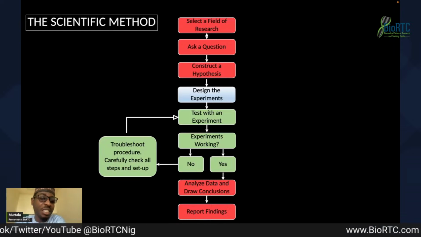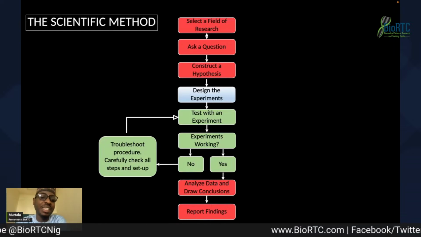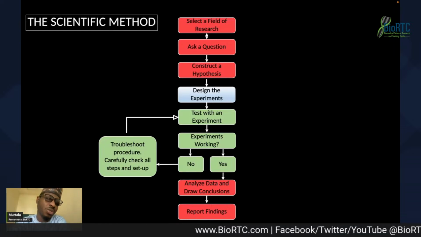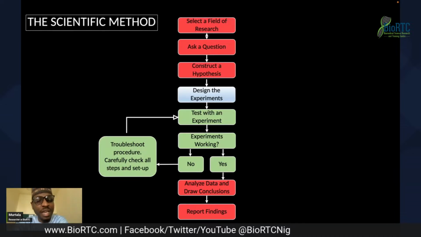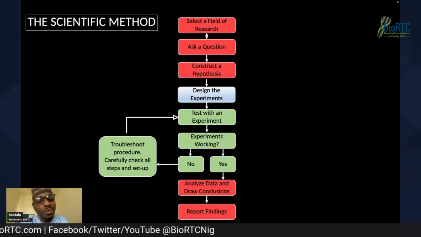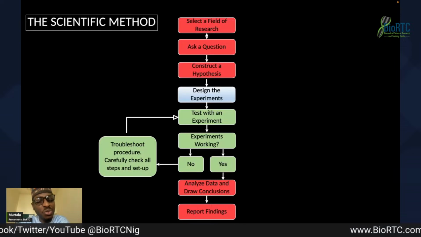and report your findings. And sometimes this is something that I think a lot of new researchers don't realize, is that sometimes if you design your experiment, it doesn't necessarily mean that you are just going to do it once.